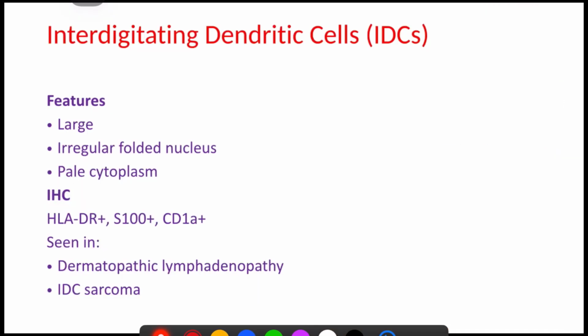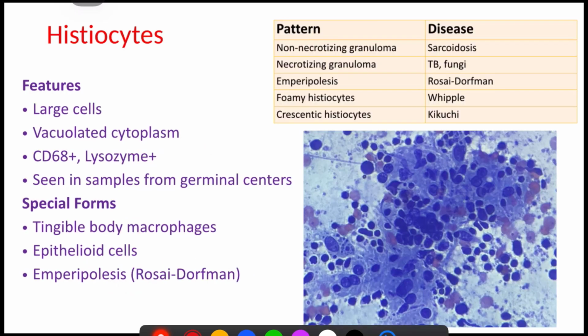Now, second is again a reticular cell or interdigitating dendritic cells. They are present in the paracortex, and they are large, with an irregular folded nucleus and pale cytoplasm. It is very difficult to identify. They are HLA-DR positive, S100 and CD1a positive. Mostly seen in interdigitating dendritic cell sarcoma and in reactive conditions like dermatopathic lymphadenopathy. So we require IHC to identify these dendritic cells. If they are in large number, we can identify them.